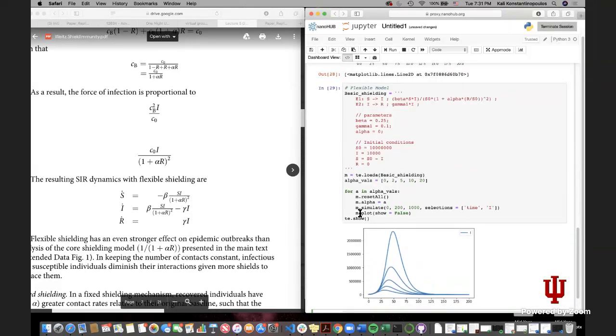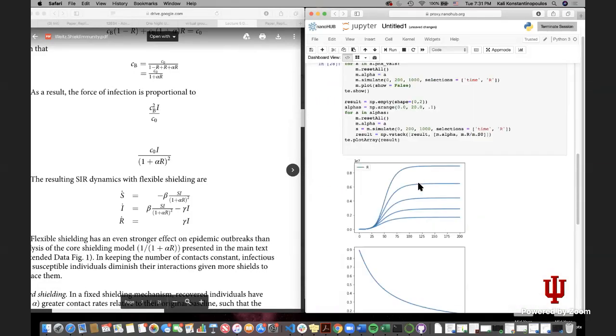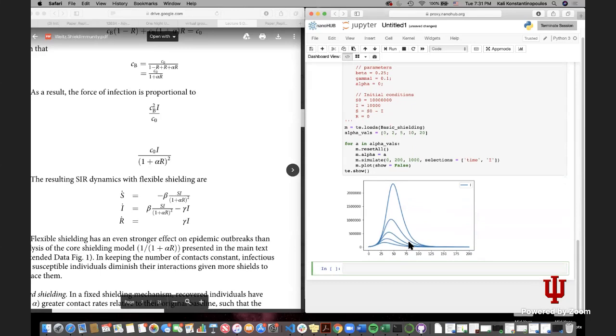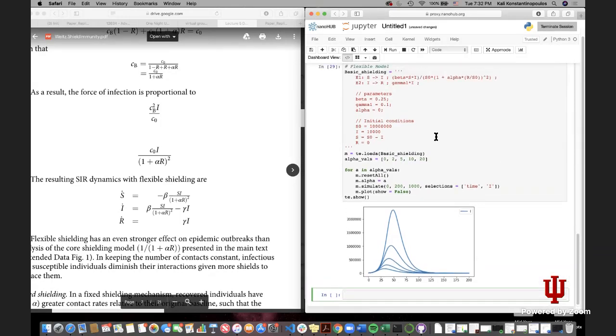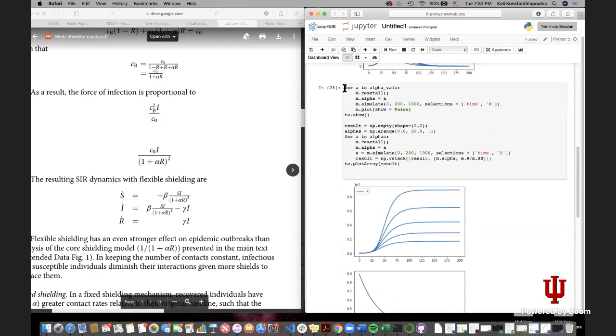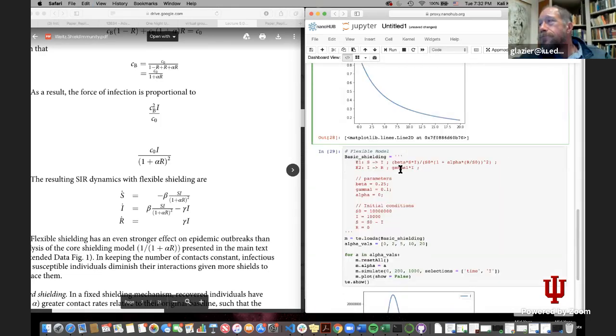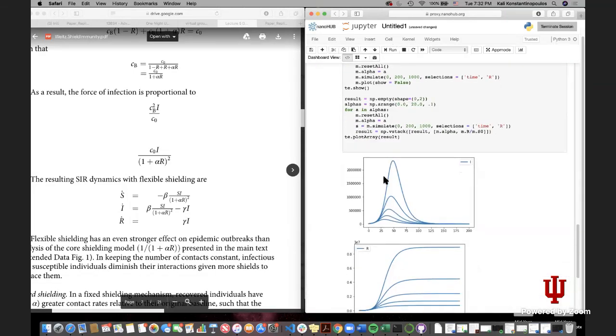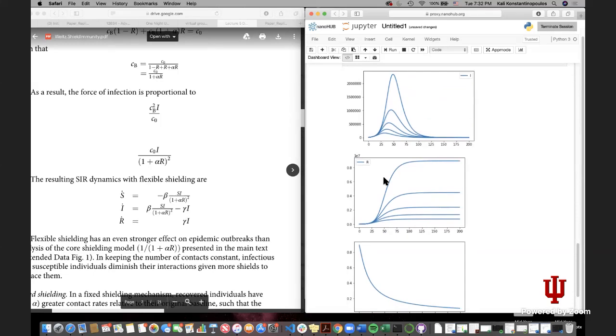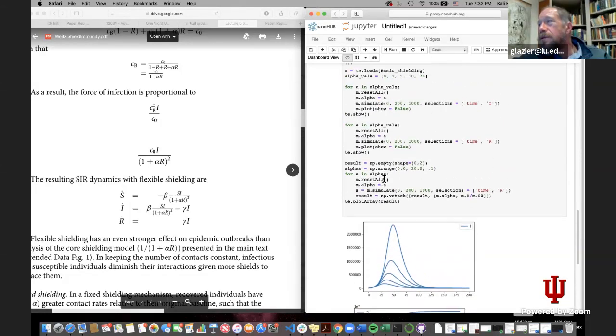So if I just make that change and run it, I get a very similar looking graph, but it looks like now with this flexible shielding, the decrease is even more pronounced than up here, which is what they said. They said that the flexible and the fixed models had a more profound impact on it. Yeah, I'm getting a more flayed out kind of graph, if that makes any sense. Yeah. Yep, it cuts off faster when you do the alpha scan.